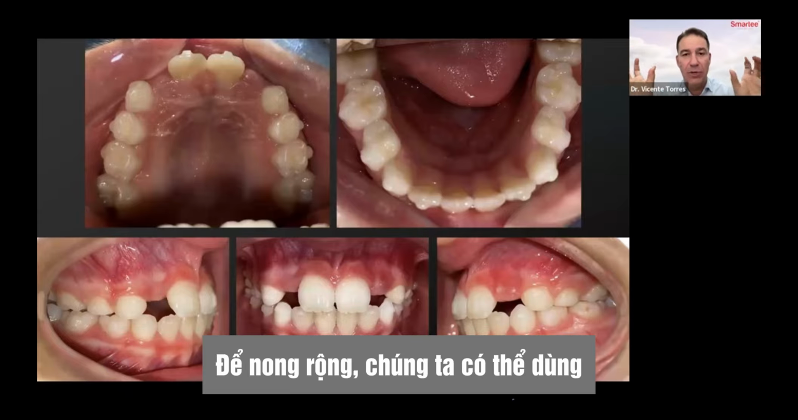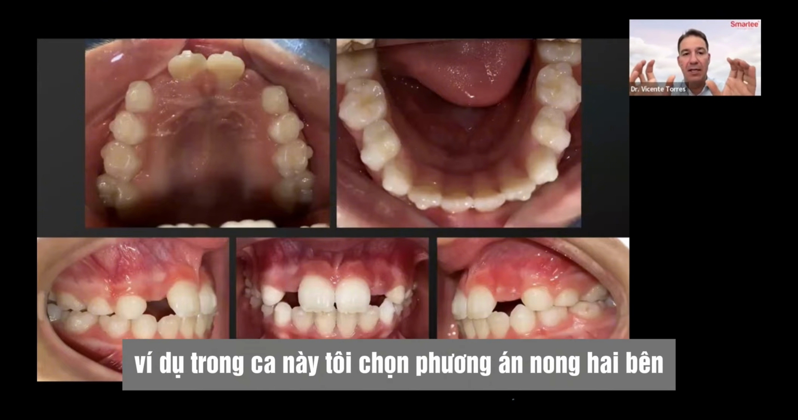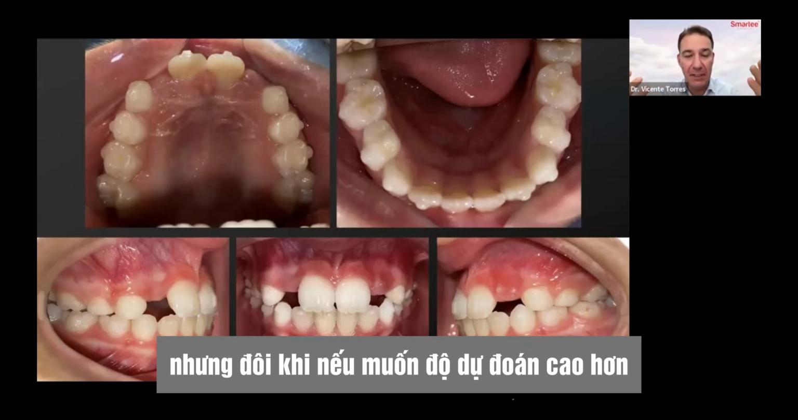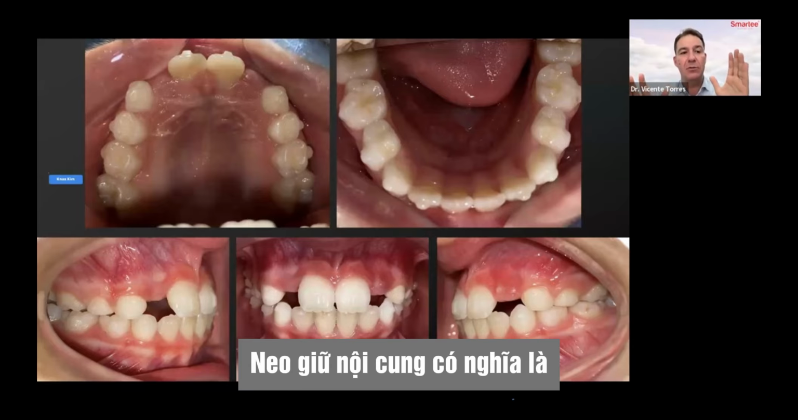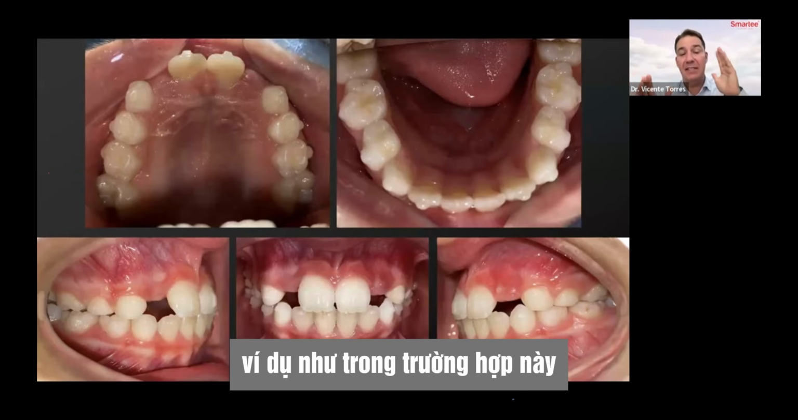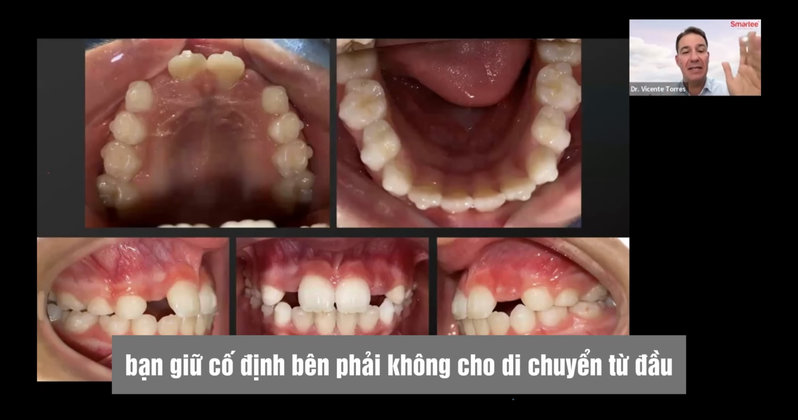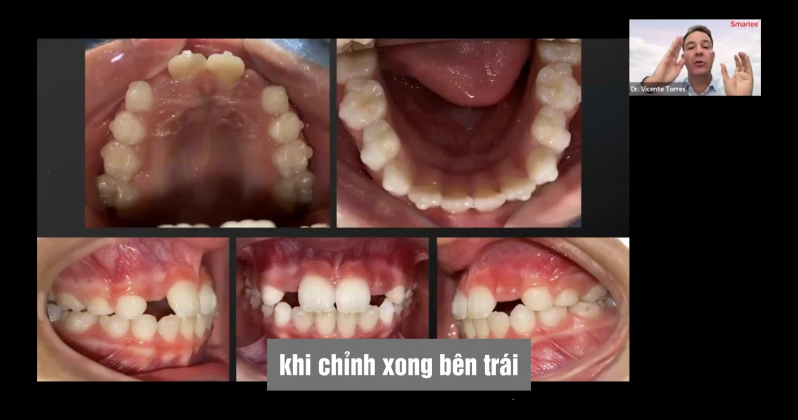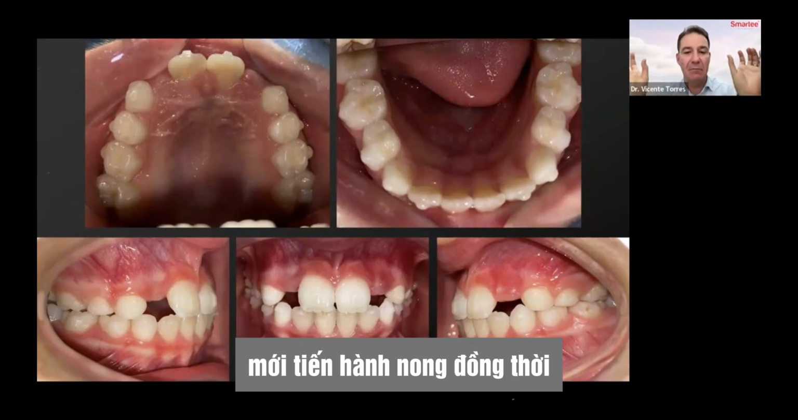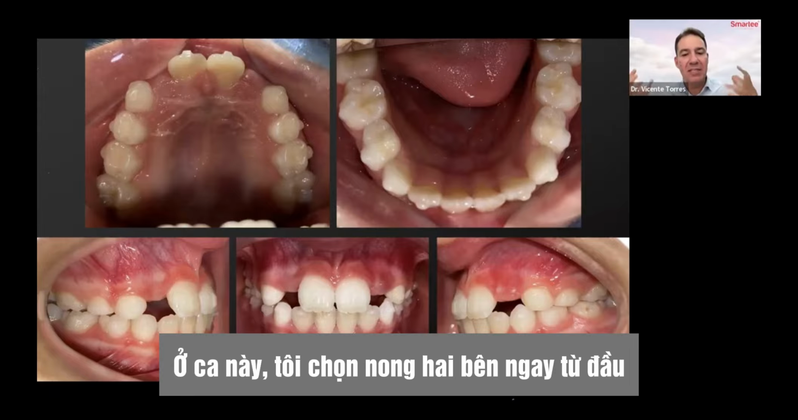For expansion, in that case I use the bilateral expansion, but sometimes, if you want more predictability, you can use intra-arch anchorage. Intra-arch anchorage is, for example, the right side doesn't move from the beginning, and you start making the expansion on the left side, and when you finish correcting, you start the other side. In that case, I prefer to use the bilateral expansion from the beginning.